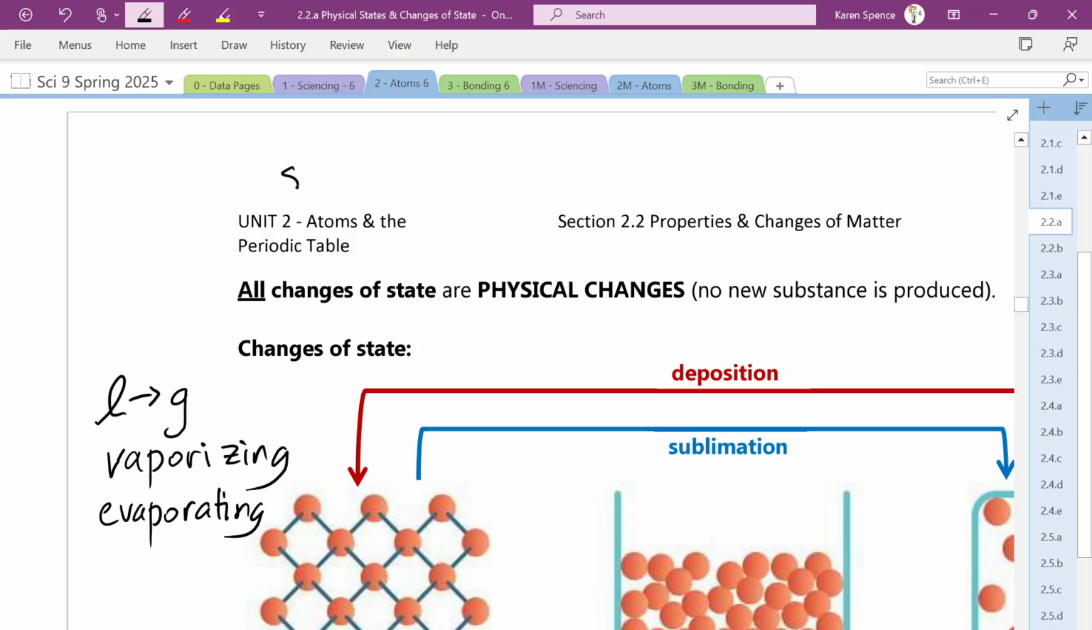So solid to gas is called sublimation. Sublimation. It sublimes.